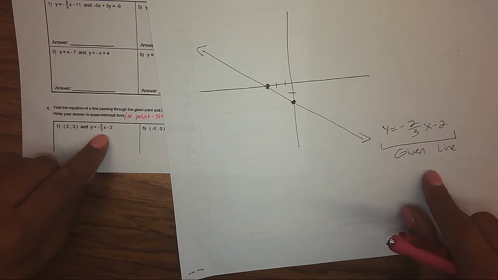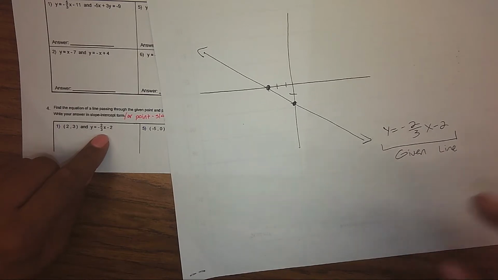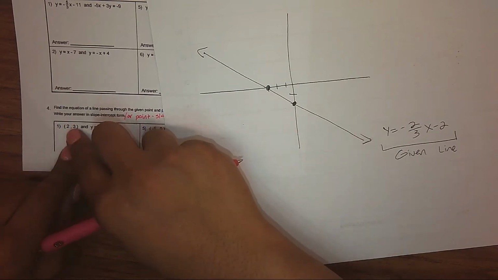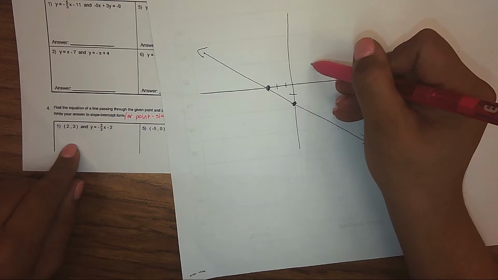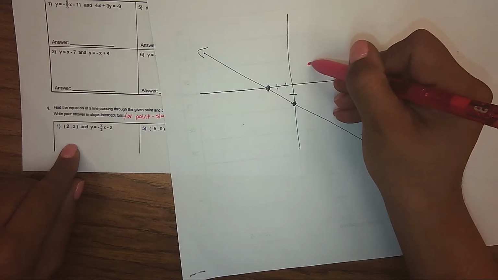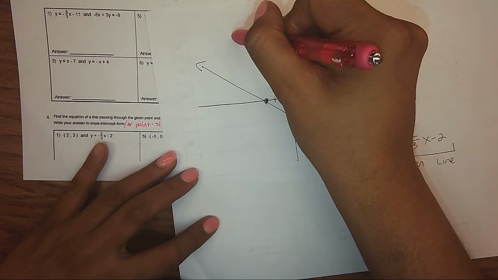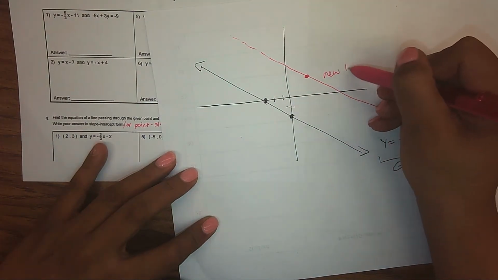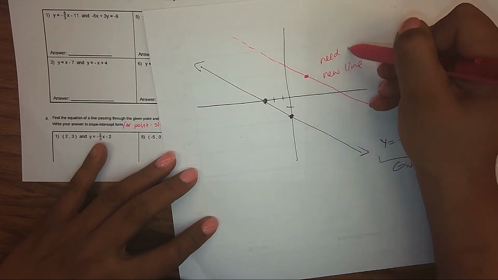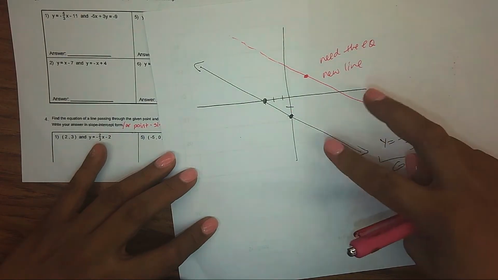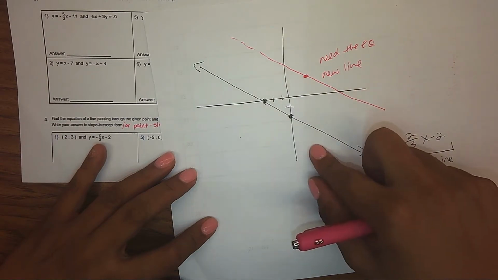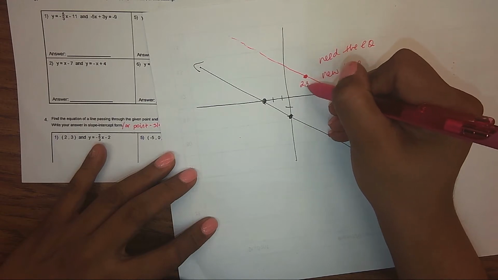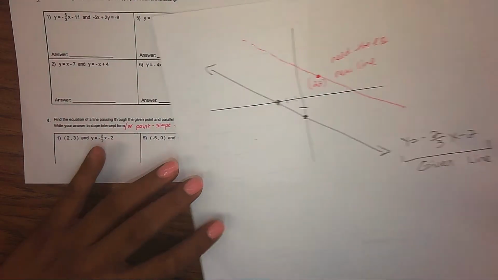This is the given line. They're asking you to go find another line that's parallel to this line. And it's got to go through the point 2, 3. So let me eyeball 2, 3. This looks like it's about 2, 3. They want you to go find the equation of this new line. They have to be parallel, the given line and your answer. And your answer's got to go through this point 2, 3. So they want the equation of that line.